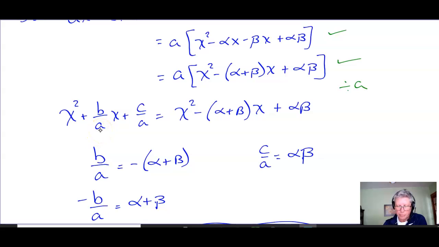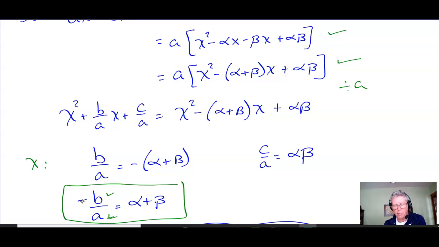Comparing coefficients, that means if we take x here, b over a equals that, and that boils down to that formula. The negative of the next coefficient over the leading coefficient is always equal to the sum of the two roots. Cool. Over here, if we look at the constant, we set c over a equal to alpha beta. So the product of the roots is always equal to the constant over the leading coefficient.